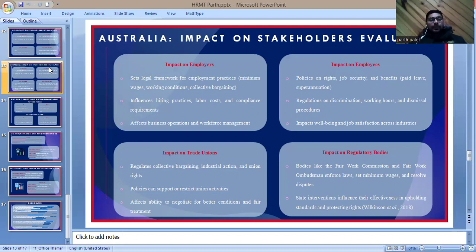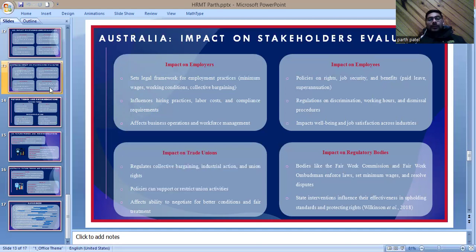Second is the impact on employees. The worker experiences the direct impact of the government rules concerning rights, job security, as well as the benefits offering of paid leave and superannuation, etc. And third is the impact on trade union. The state is responsible for the regulation of collective bargaining, strike action, as well as employer and employees' rights representative.